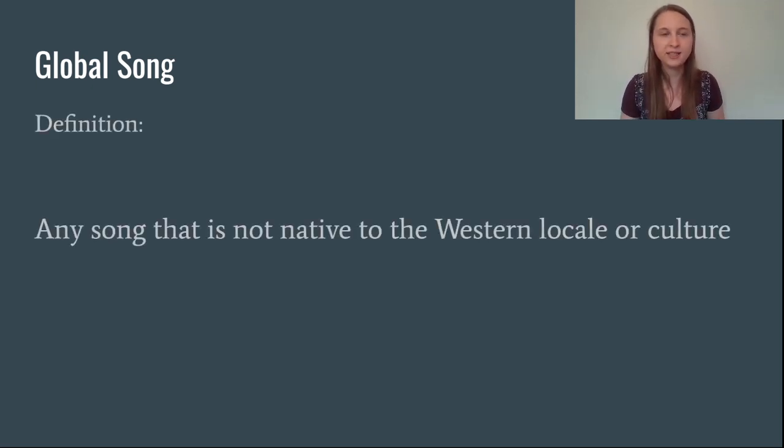Now, for me, the definition, and this is kind of pulled from Dr. Hahn's book, New Songs of Celebration Render, is that global song is any song that is not native to the Western locale, as in, our location. If you're living in a different culture, then global song includes different songs than it does for me, right? So it just depends on your perspective what is global. But it's anything that's not your own music.